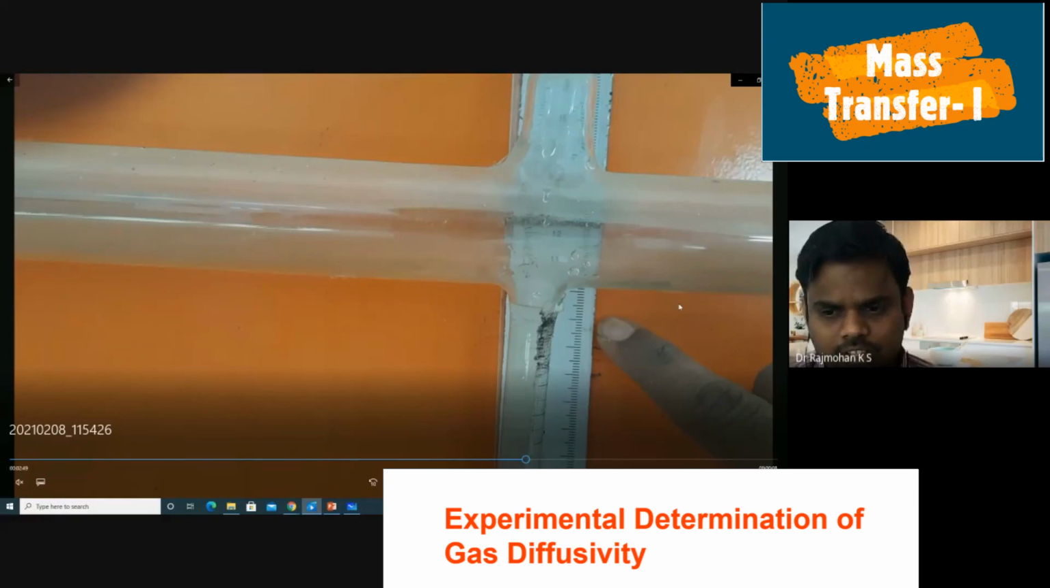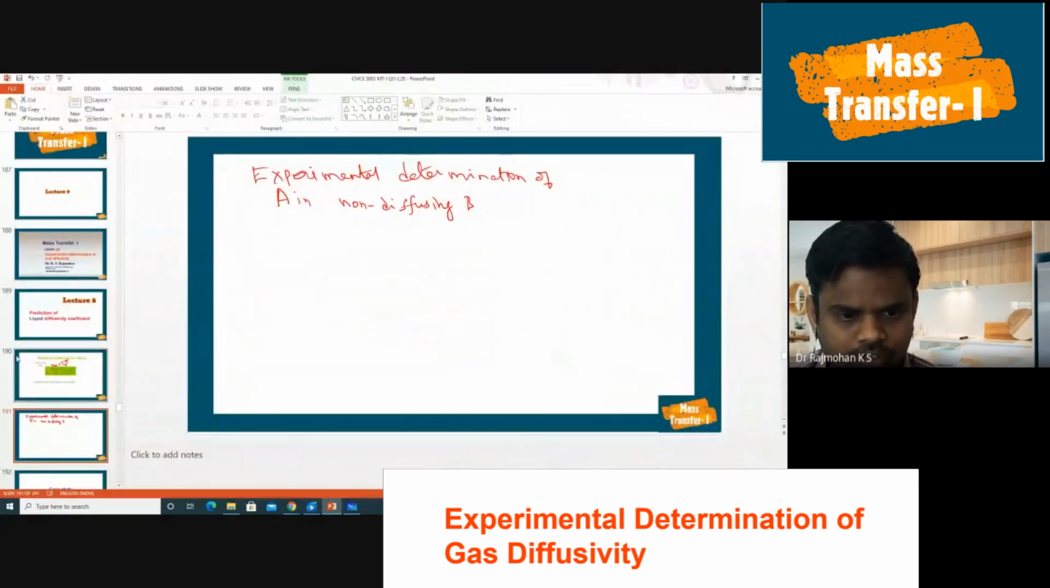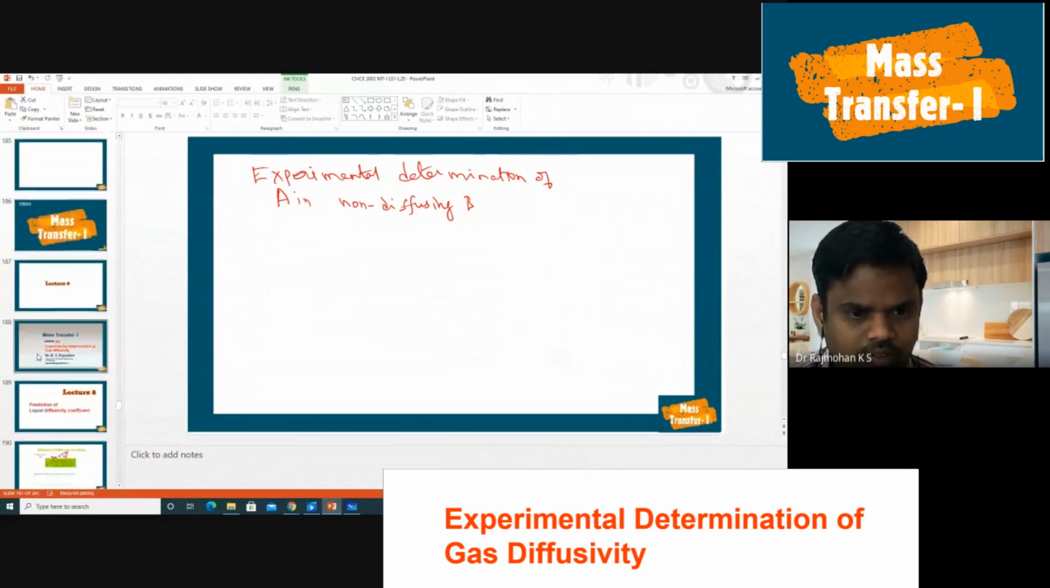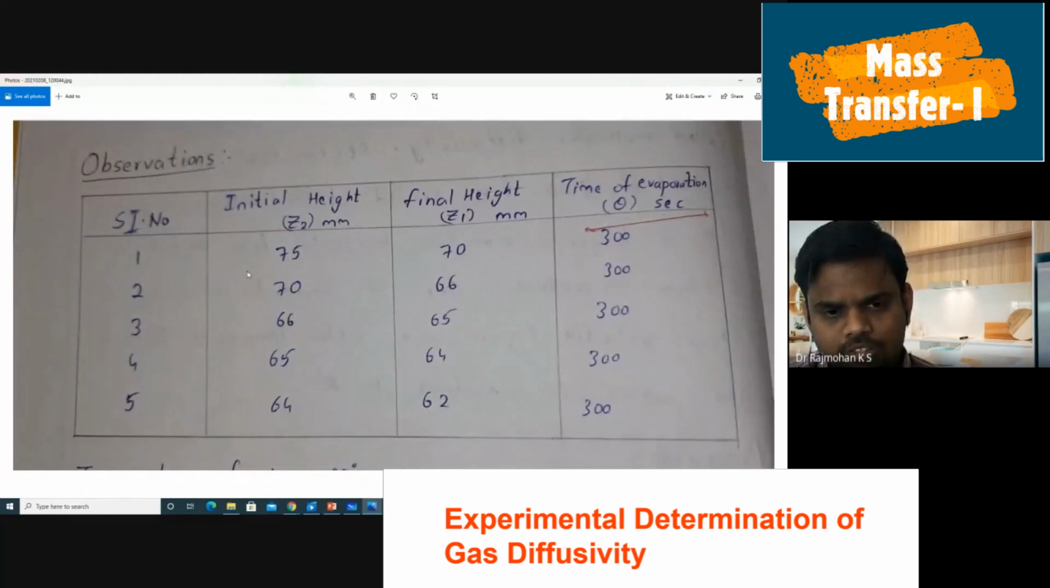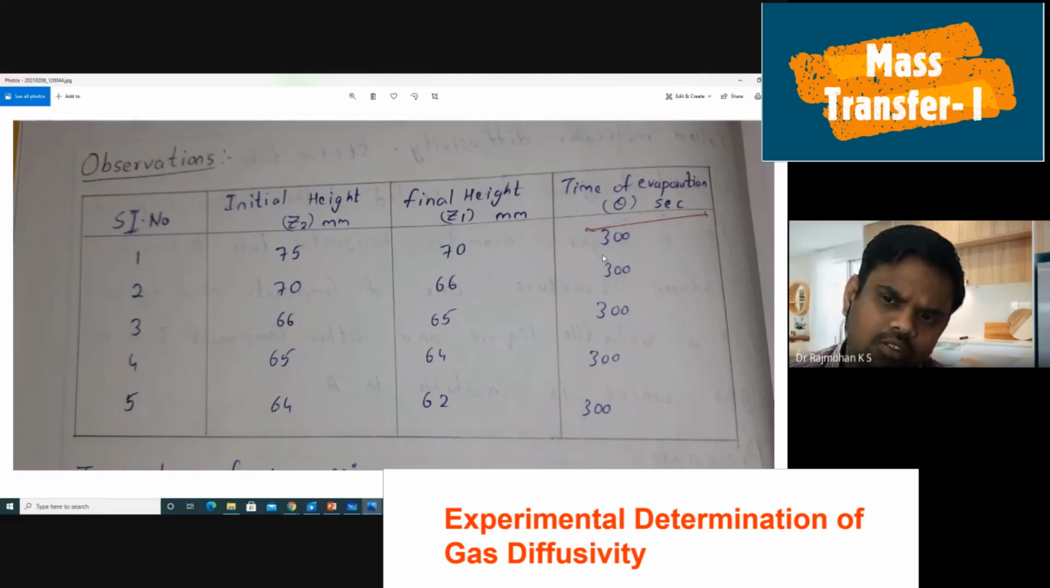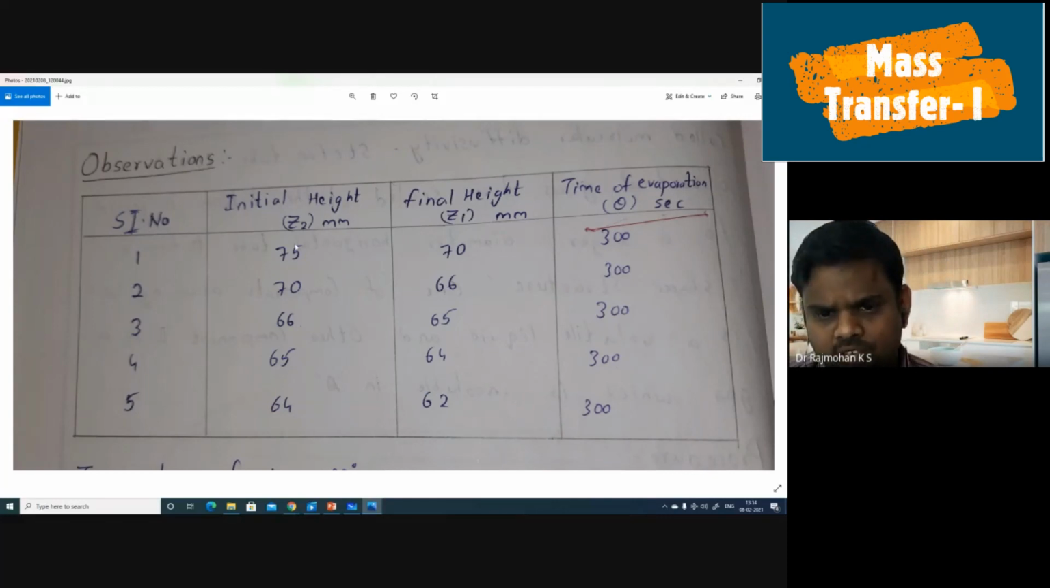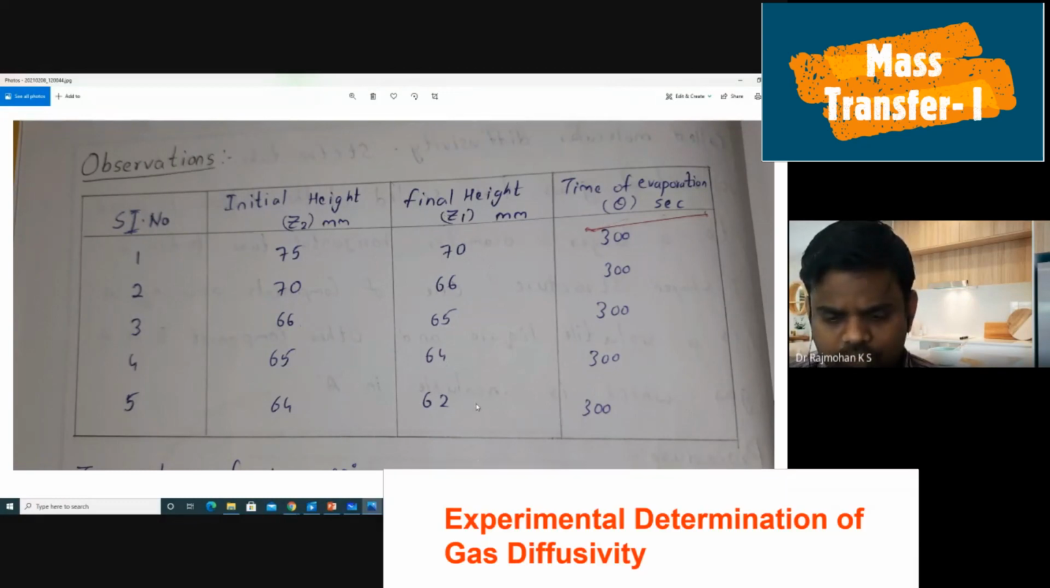So we want to get a relationship, and that's what I wanted to show you here. For the observation, we'll have a serial number, the initial height, and the final height. When we start our experiment, time is kept constant at every 300 seconds, that means 5 minutes. So every 5 minutes, what is the level change? 75 to 70, 70 to 66, 66 to 65, 65 to 64, 64 to 62. Every 5 minutes, the level change is measured.